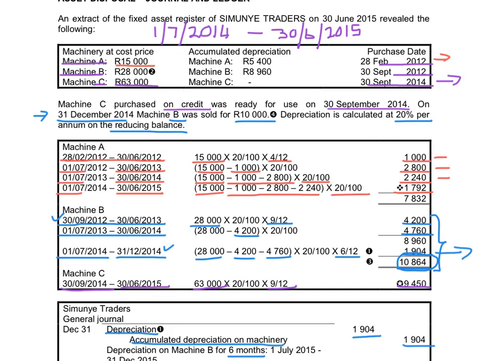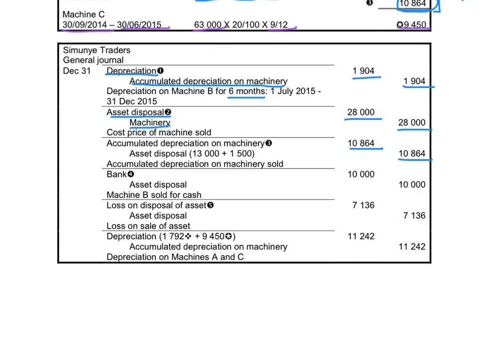In step number 4, we must see if we traded in the asset, whether we sold it, whether it was an accident, and how much money did we get. So they say that we sold it for 10,000 Rand. So my step number 4 will be to record the sales transaction. So the bank account is debited because the money in the bank increases. Asset disposal is credited with the money received.